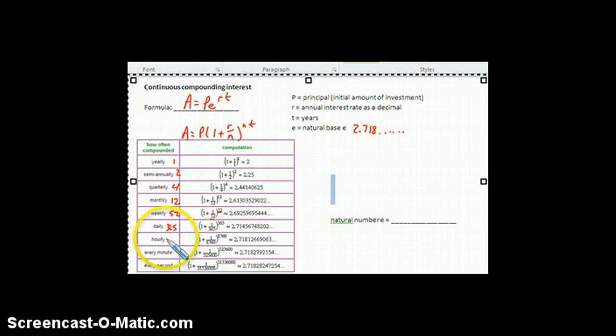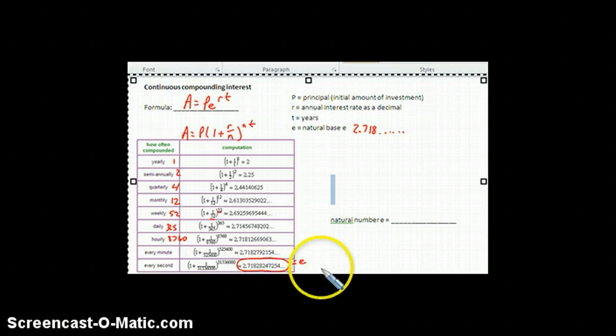If it's hourly, 365 days times 24 hours gives you that 8,760 that you'll notice that they've used here, 2.718. And then every minute, you would multiply this then by 60, and you would then get 2.71829, and if it's every second, again you'd multiply again by 60, and you'd get this number here, and again this is your e.